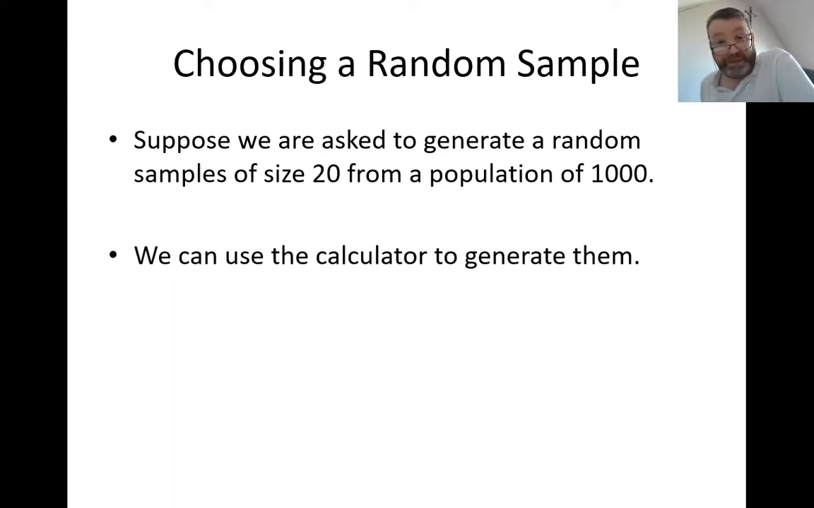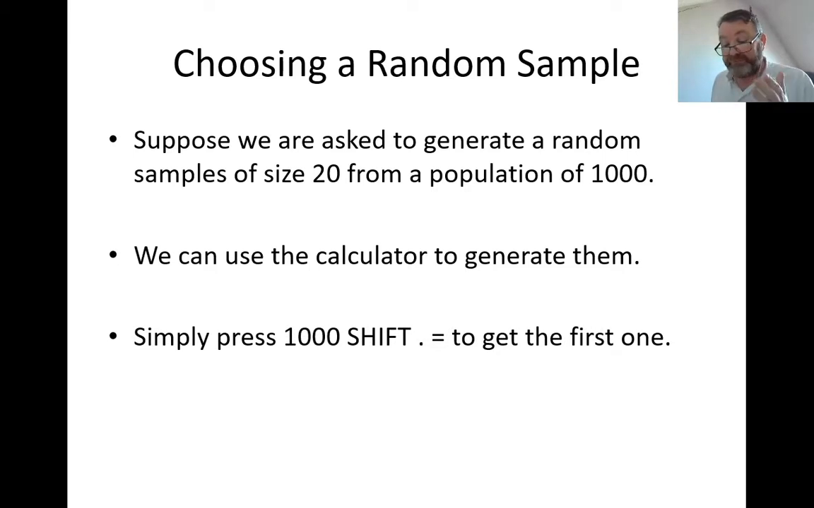We can use the calculator. So if you're told in your exam, which it probably won't be in terms of the time allocation given to you, but you can actually use your calculator. You simply press 1000 shift full stop equals to get the first one. Now you can try this in your calculator yourself. So 1000 shift decimal point equals.